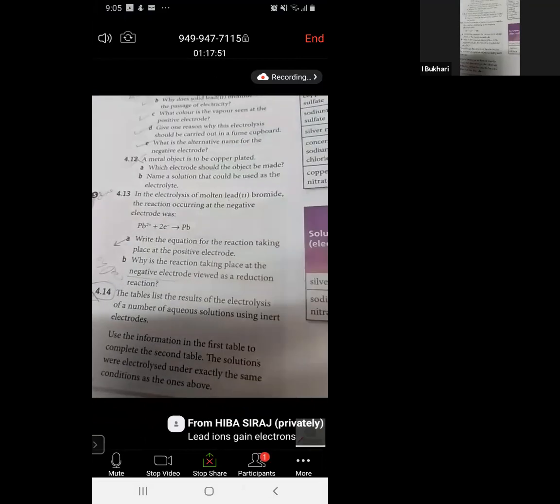Move on. Next question. Next part. Why is the reaction taking place at the negative electrode viewed as a reduction reaction? Because at the negative electrode, the cations are gaining electrons, and gain of electrons is reduction.